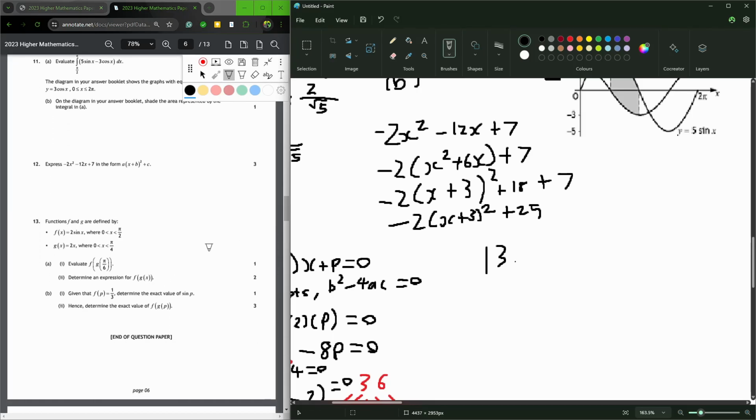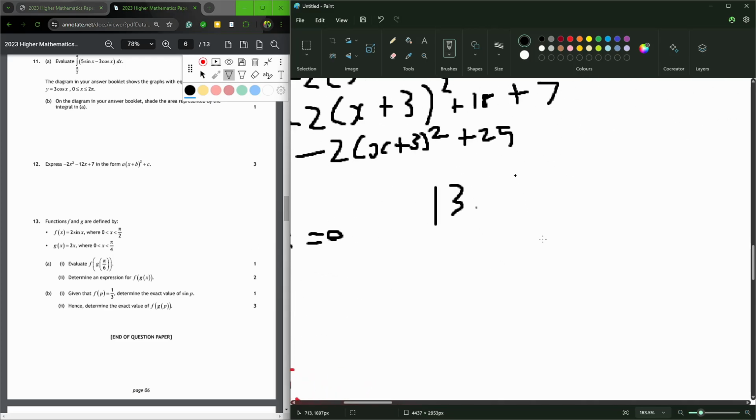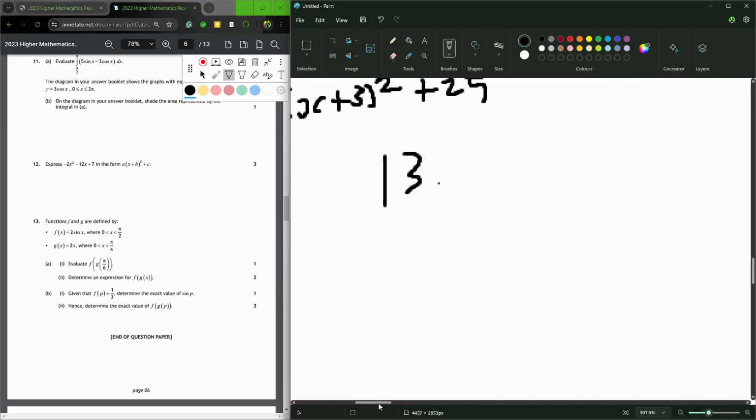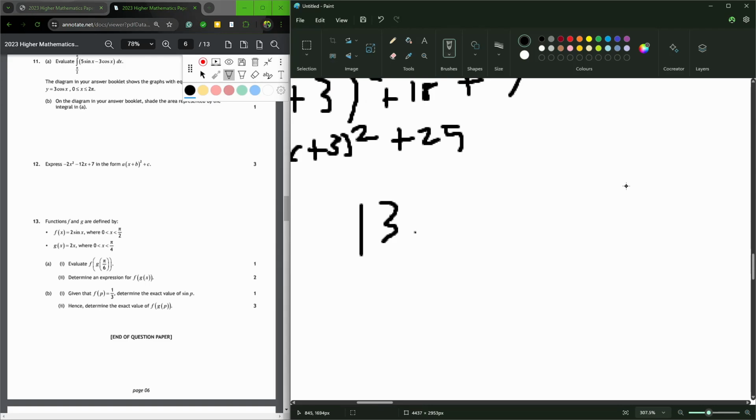Functions f and g are defined by f(x) equals 2 sine x, where x is between 0 and half pi. g(x) is 2x, where x is between 0 and quarter pi. We want to evaluate a combination function, f of g, and we throw in pi over 6. So let's go and do that.